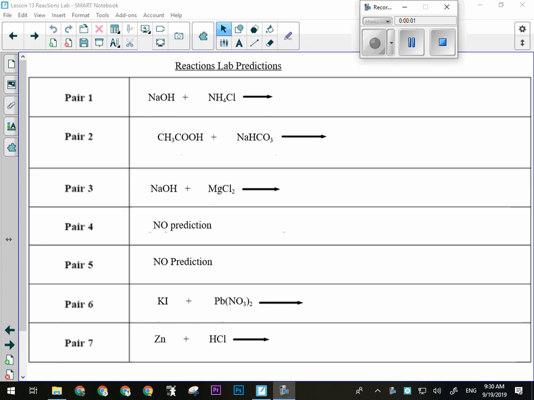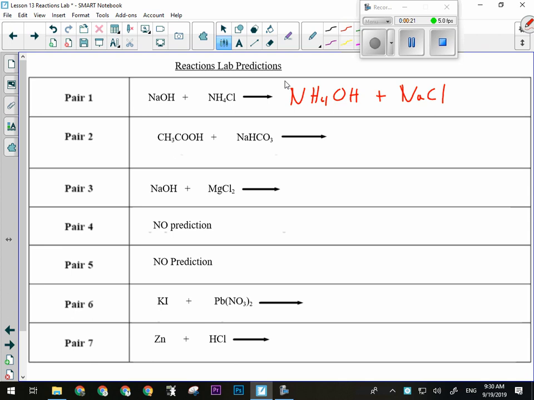Okay, so looking at these from yesterday, we had the NaOH, sodium hydroxide, which was going to react with ammonium chloride. When that happens, we said it would be a double replacement reaction where the metals would switch. So we would have NH4OH and we would have NaCl. Okay, that was the prediction. But in the lab, what happened in that one?